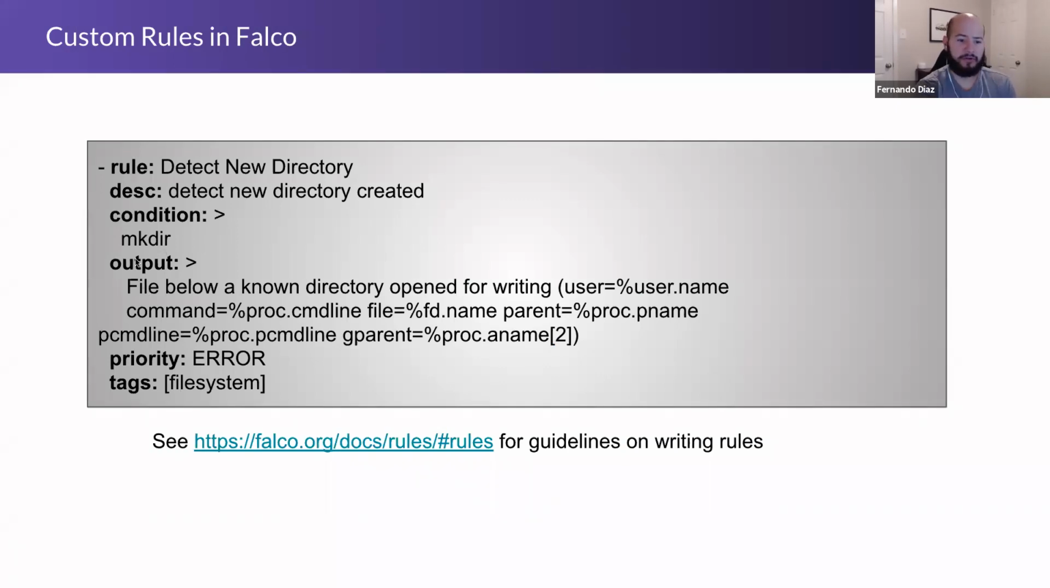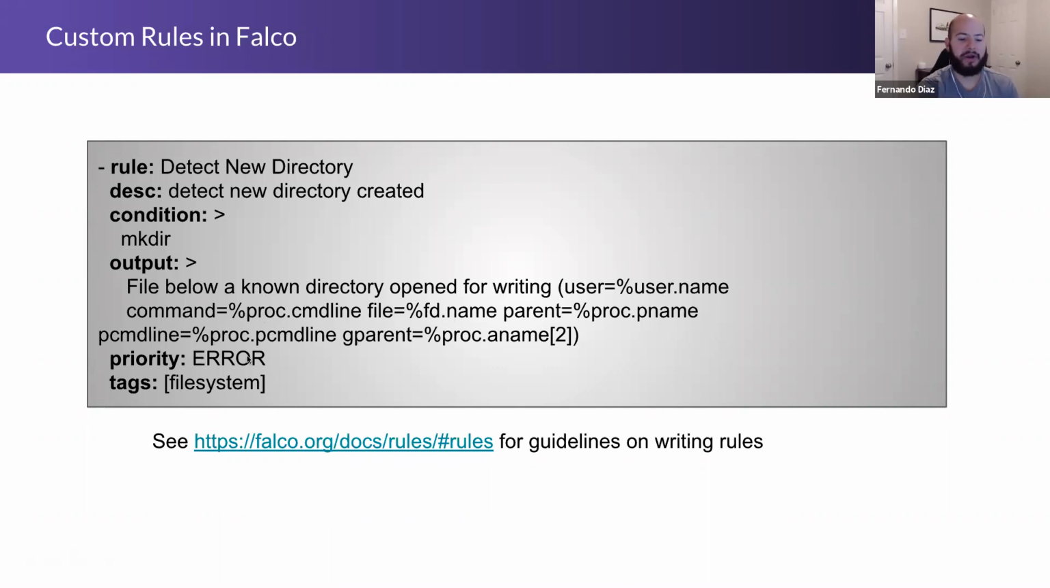And then what it'll do is it'll output this message here: file below and known directory open for writing. And it'll provide us information on the username, the exact command that was run, the file, its parent, and a whole bunch of other information. Now, this is all syntax that you would have to read from the Falco documentation, so you can structure it yourself and make your own rules.